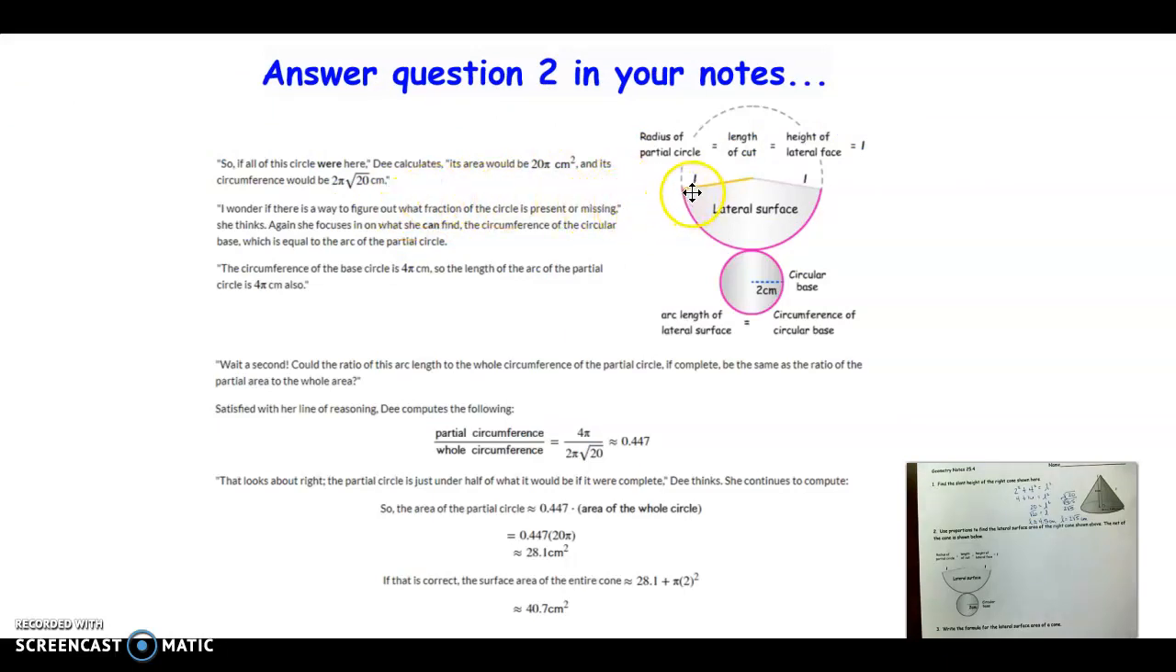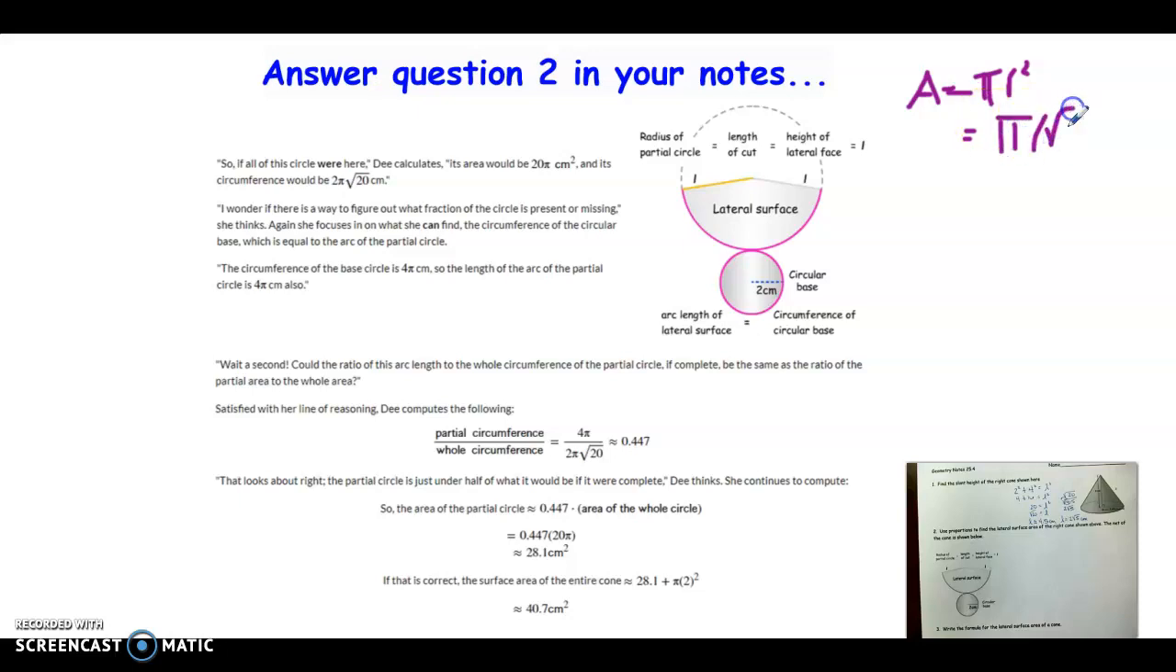So question 2 in your notes says, if all of the circle were here, its area would be 20 pi centimeters squared. So she found that using the exact length of the radius, which was the square root of 20, which is 2 square roots of 5. But if you use it as the square root of 20 in pi r squared, it's actually a little bit easier to see. So you would have the area is pi r squared, of course, for the whole area of a circle. And if we use the radius as the square root of 20, it really makes it easier to see when we put it in here and square it.